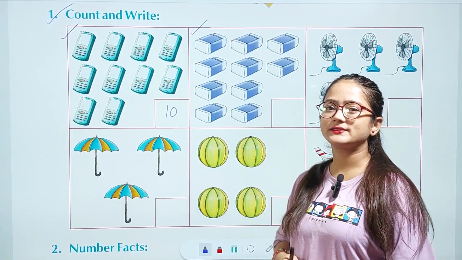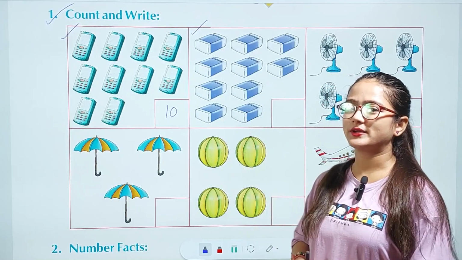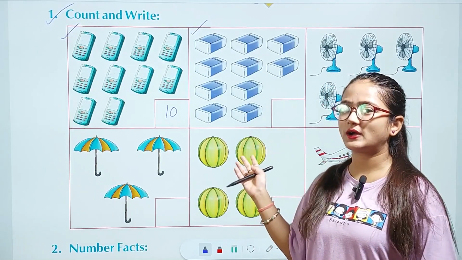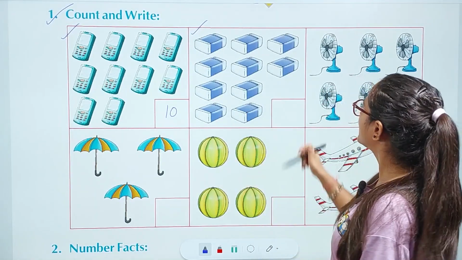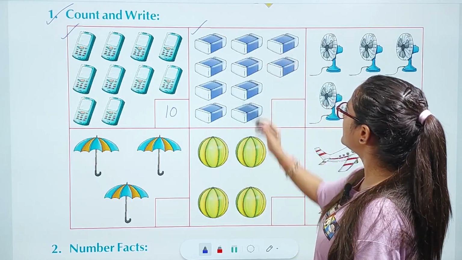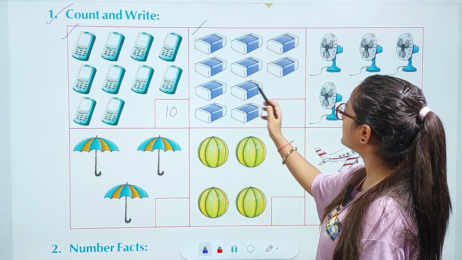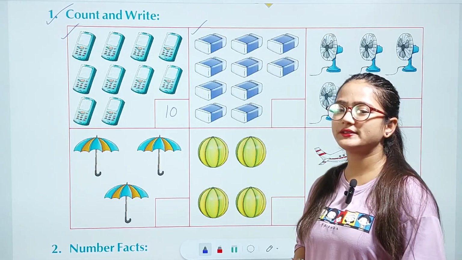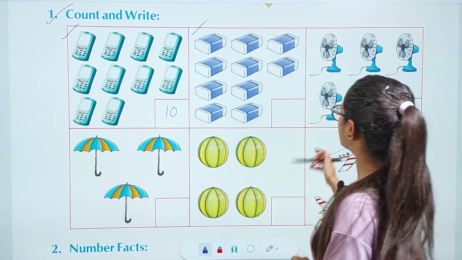What is this? This is an eraser. Okay, so you have to first count the erasers. 1, 2, 3, 4, 5, 6, 7, 8, 9, 10. How many erasers are there? 10 erasers are there. So write down 10.